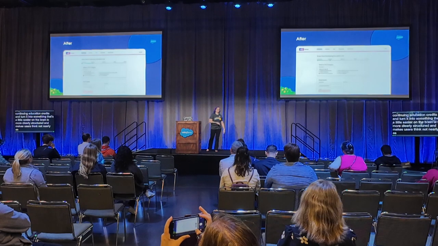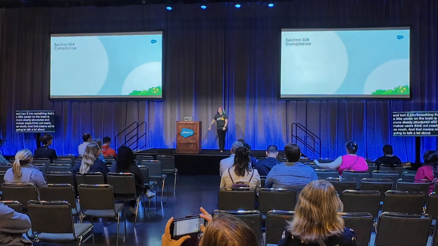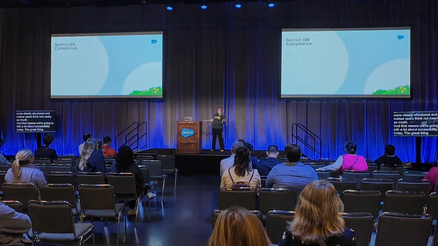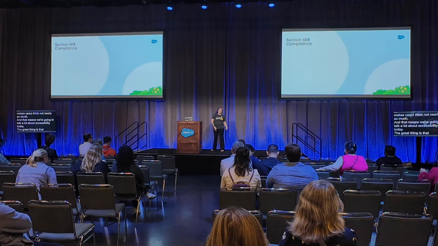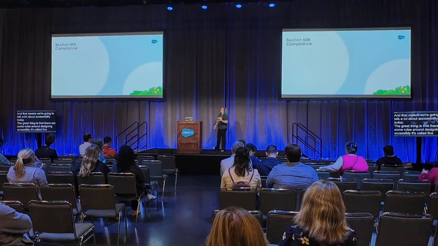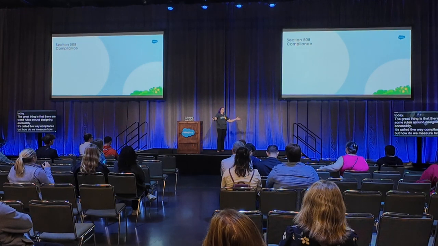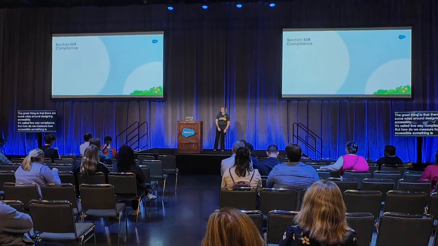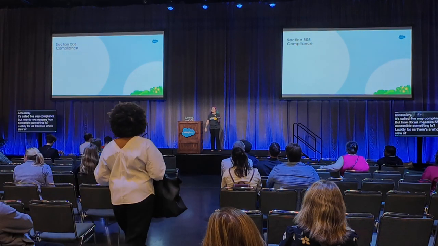And that means we're going to talk a lot about accessibility today. The great thing is that there are some rules around designing accessibly. It's called 5-way compliance. But how do we measure how accessible something is? Luckily for us, there are a whole slew of rules and guidelines that will help us do that.